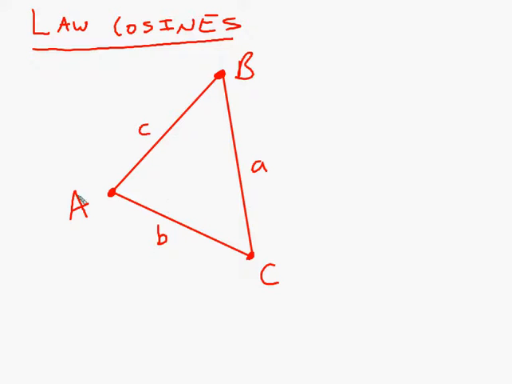Okay, let's say that for whatever reason, I am interested in this side right here that I put a star next to. Okay? So, here's the law of cosines. A squared is going to equal B squared plus C squared minus 2BC cosine of A.